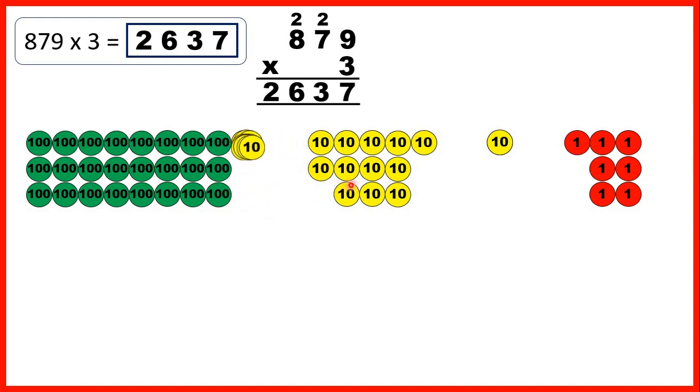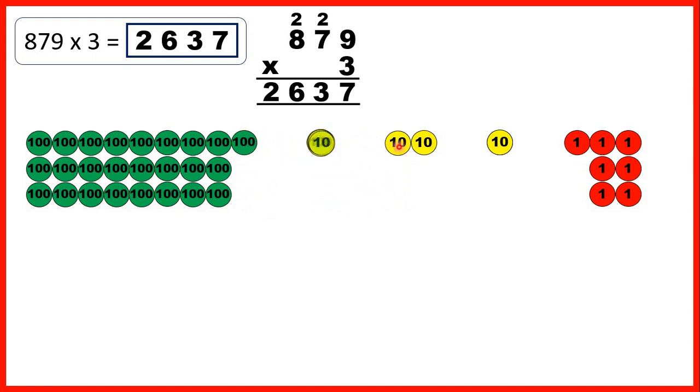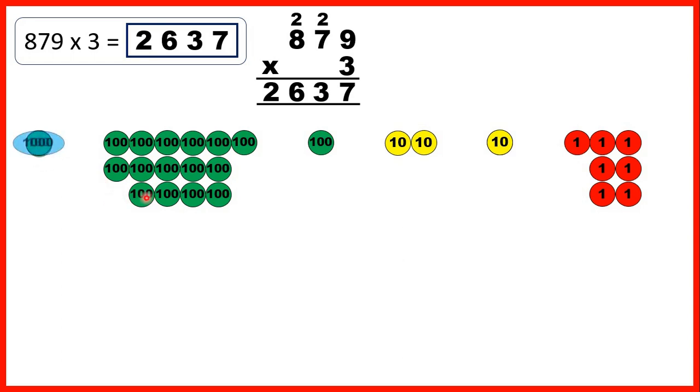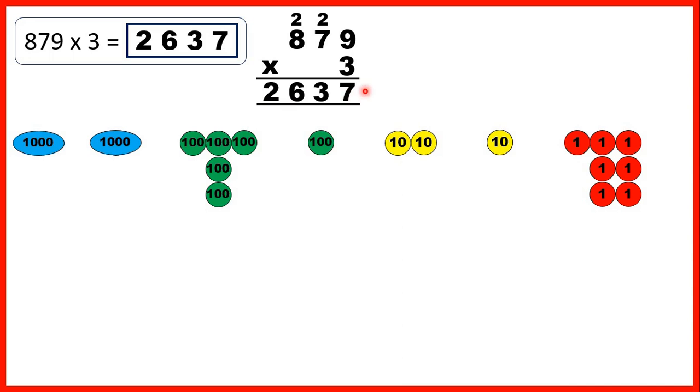We can regroup those into 2 hundreds and 3 tens. So because we've made 2 hundreds, we can write 2 above our hundreds column, and we can write the 3 tens that we have left in our answer. Now we have 26 hundreds, but that's the same as 2 thousands and 6 hundreds, because we can exchange 10 hundred counters for 1 thousand counter. So we're left with 2 thousands, 6 hundreds, 3 tens, and 7 ones, so that's what we have in our answer.